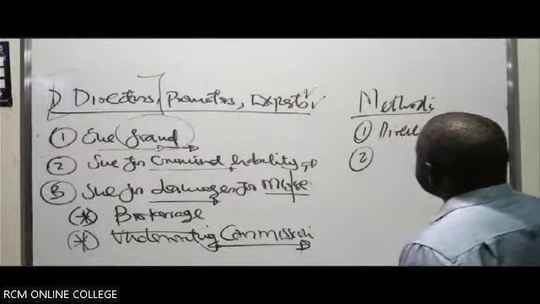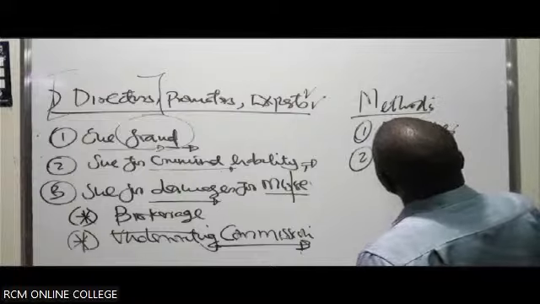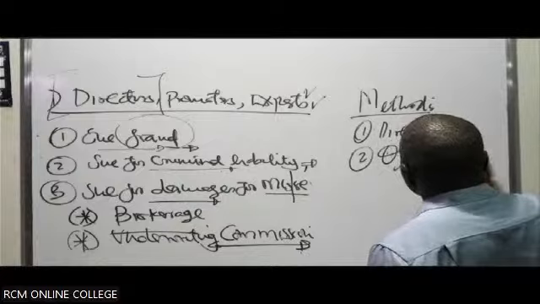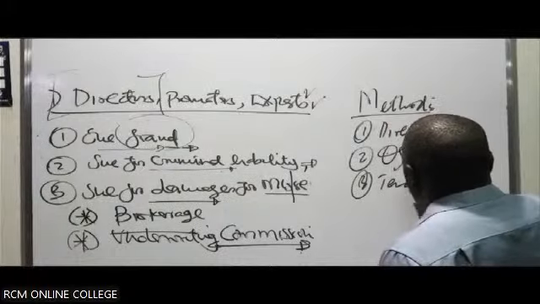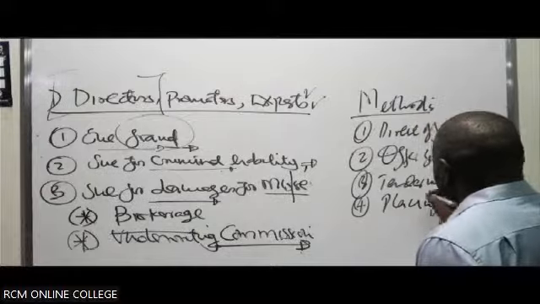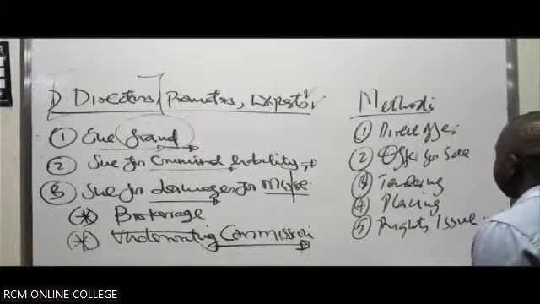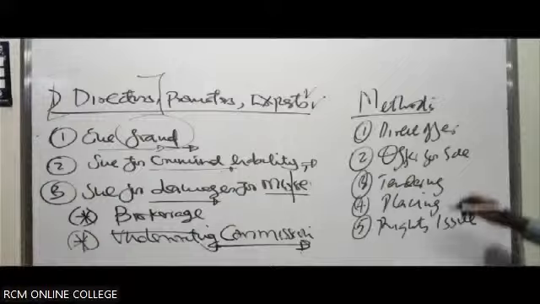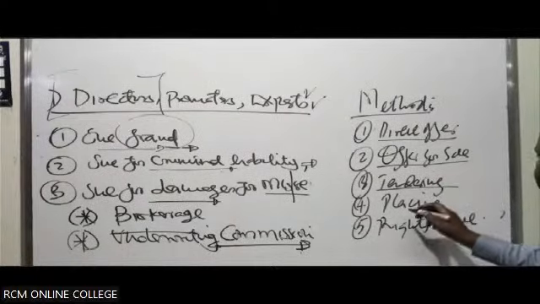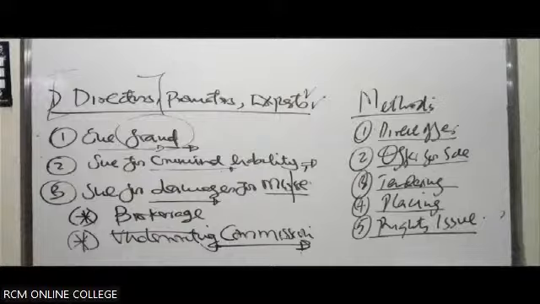Number two, they can do placing. We have placing and offer for sale. Then you have tendering. Then you have a rights issue. So these are the methods the company can use to sell the shares. They can do a direct offer, offer for sale, tendering, placing, or a rights issue. So those are the methods of issuing shares.